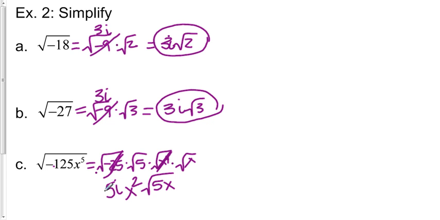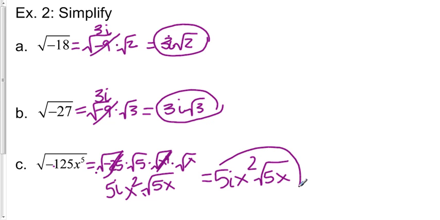Okay, so my final answer here, this thing written in simplest form, doesn't really look any simpler, but simplified, we've got 5i x squared, and that's the order you should write it in, the number, then the i, then the variable, times the square root of 5x. This we could not simplify, you just rewrite it or leave it underneath the square root sign.